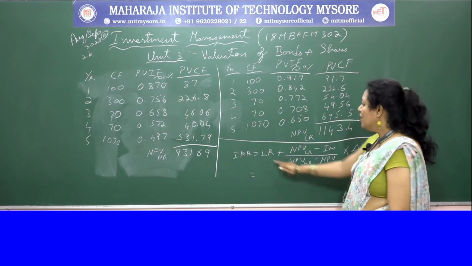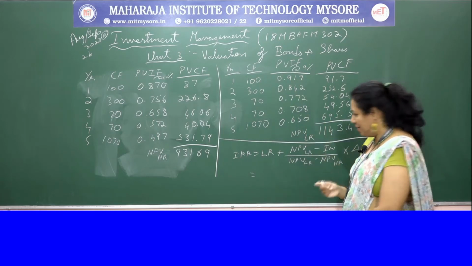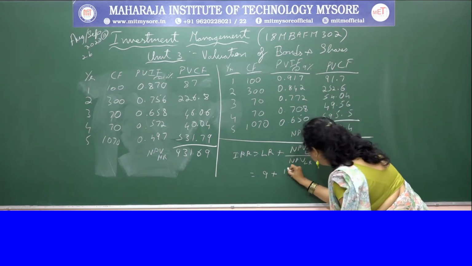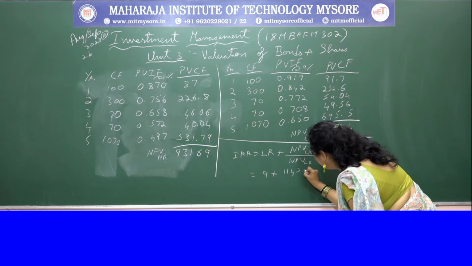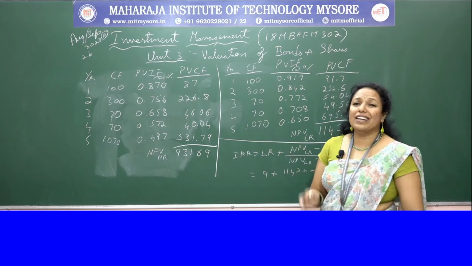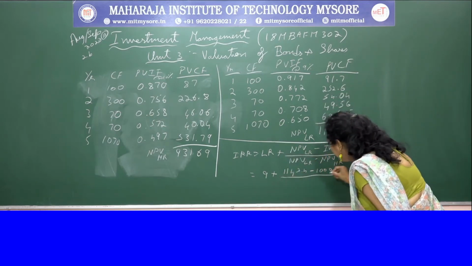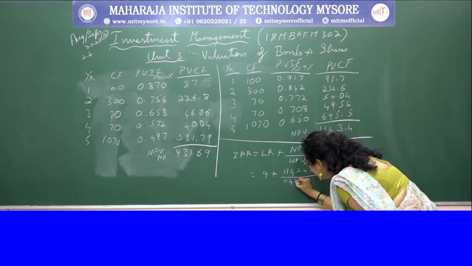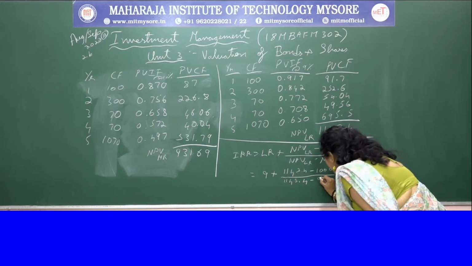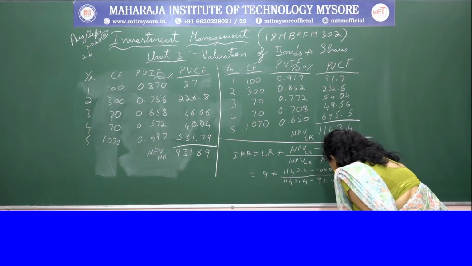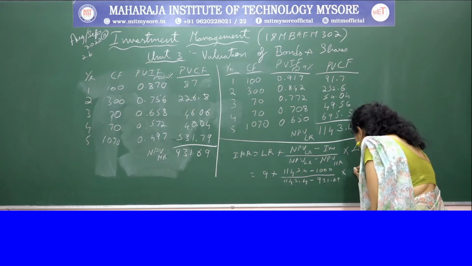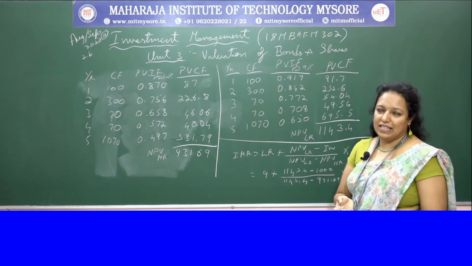I'll do the substitution here only. The lower rate among these two is which one? 9%. So I'm going to write 9 plus NPV of lower rate, which is 1143.4, minus our investment given in the problem. We have taken it everywhere as 1000 rupees, divided by 1143.4 minus NPV of higher rate, which is 931.69, into the change in R, that is 9 minus 15, it is 6%. The difference between the two percentages is 6%.